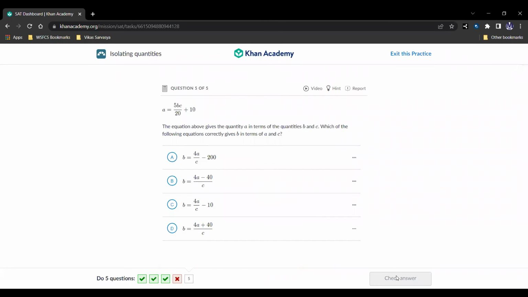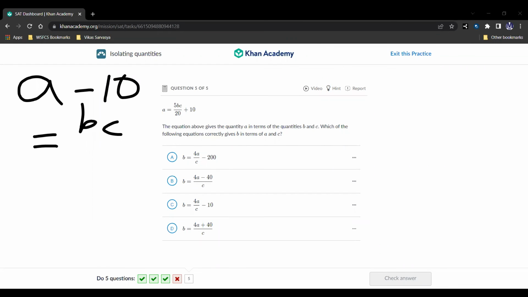Let's move on to the last question, question 5, and here it is. A equals 5bc over 20 plus 10, and we're told that the equation above gives the quantity A in terms of the quantities B and C. Which of the following equations correctly gives B in terms of A and C? Let's see what we can do. Well, we can subtract 10 and get A minus 10 equals 5bc over 20, which is just bc over 4.